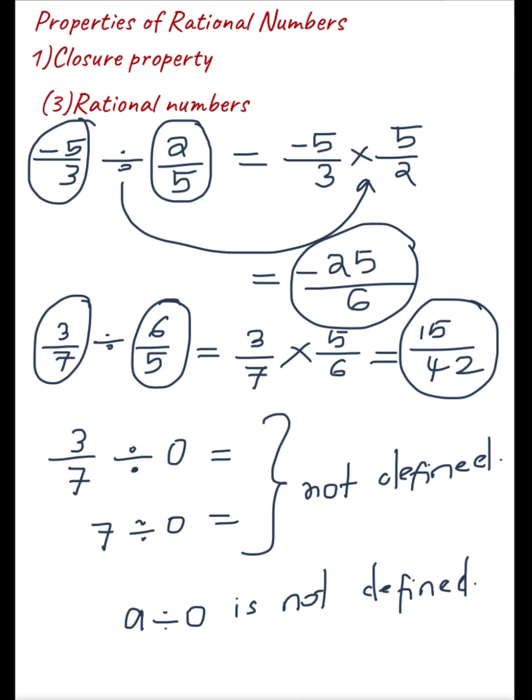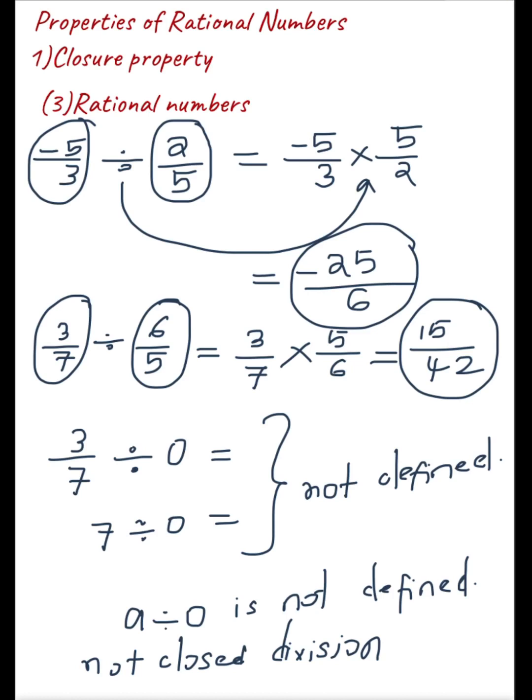You can say for any rational number a, a divided by 0 is not defined, or you can say that rational numbers are not closed under division. This is the conclusion about rational numbers. So in the first three cases you have seen that rational numbers were closed under addition, subtraction and multiplication. That means if you are taking any two rational numbers and adding them, subtracting them or multiplying them, then you will get the answer as a rational number itself. That is why you can say rational numbers are closed under addition, subtraction and multiplication.